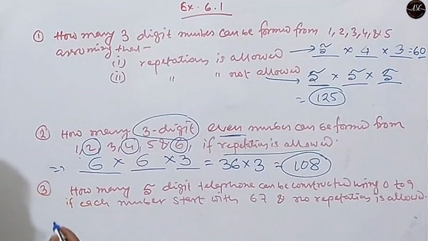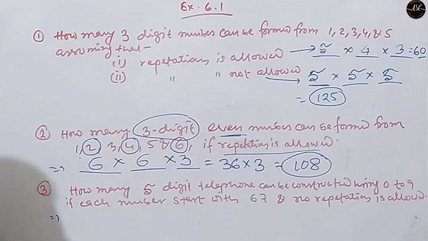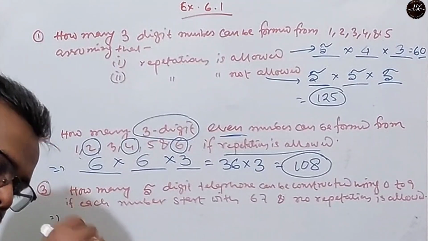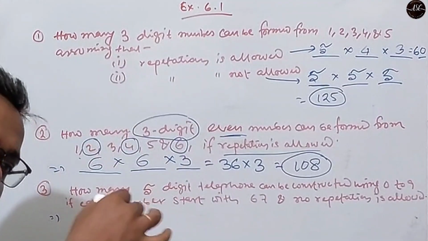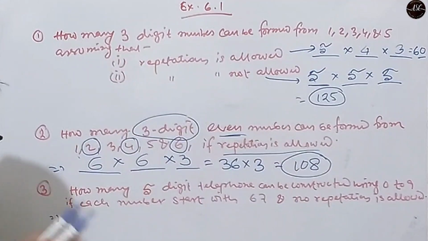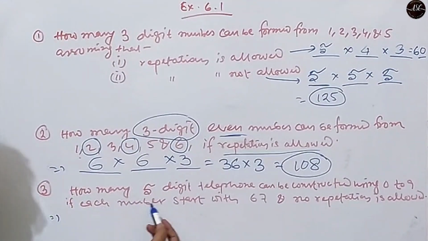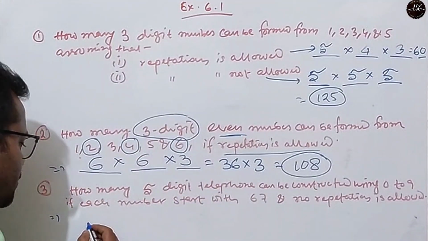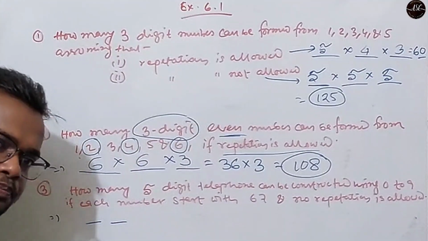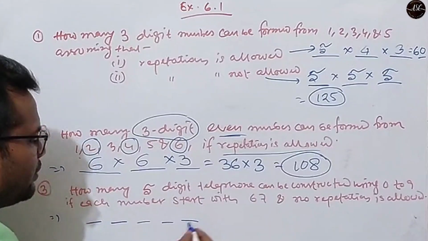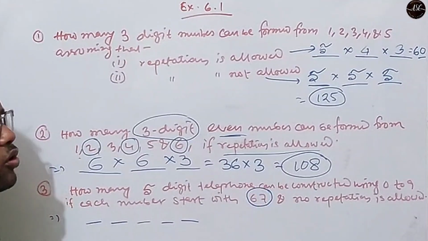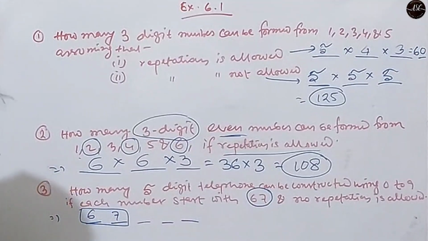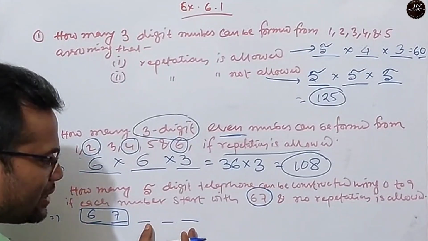Okay. Now look at this question. How many 5-digit telephone numbers can be constructed using 0 to 9? That means 0, 1, 2, 3, 4, 5, 6, 7, 8, 9. That means there are 10 numbers. If each number starts with 67 and no repetition is allowed. So for the 5-digit number, we first draw the 5 dashes. Each number contains 6 and 7, so just remove that. So we have to find the remaining 3 numbers.